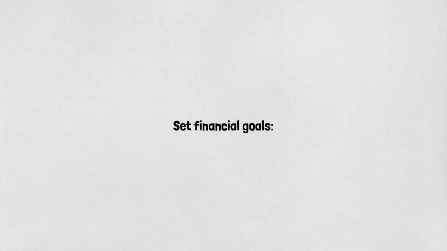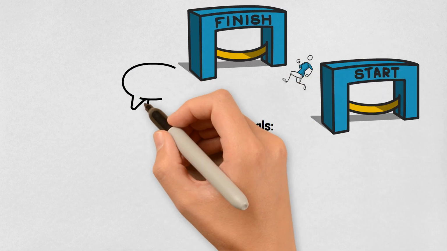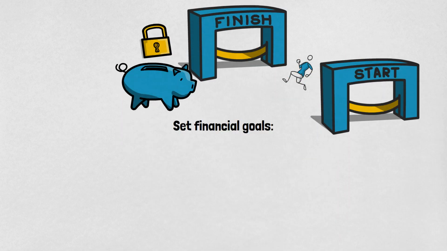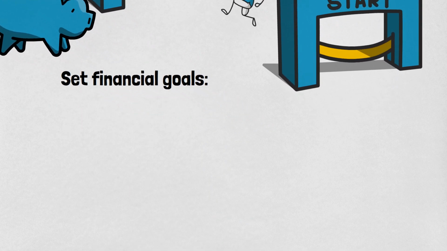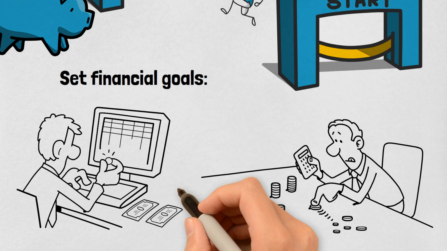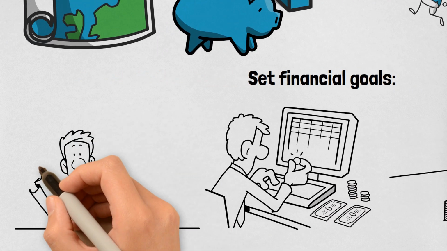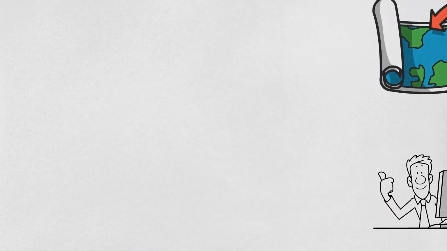Set financial goals. Define clear and realistic financial goals, such as saving for an emergency fund, paying off debts, saving for a trip, among others. Allocate a portion of your monthly income to each goal and regularly track your progress. This will motivate you to reach your goals and keep track of your expenses.